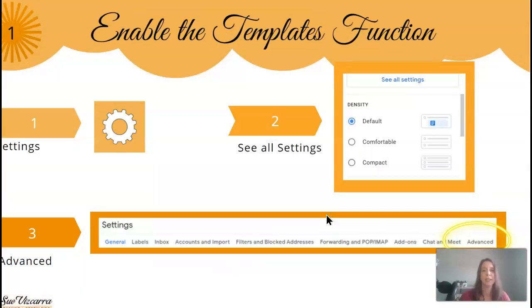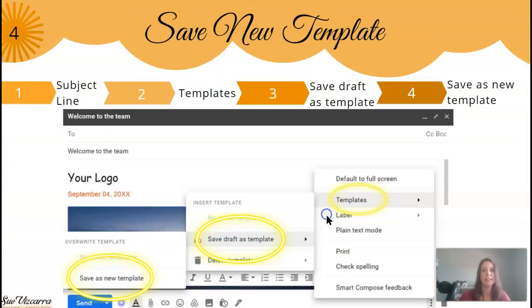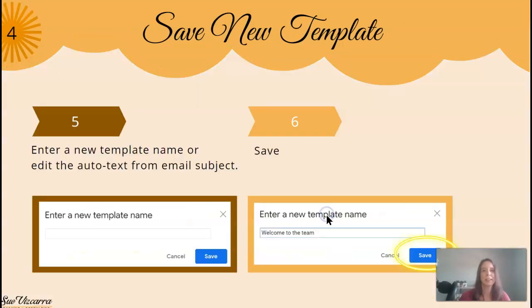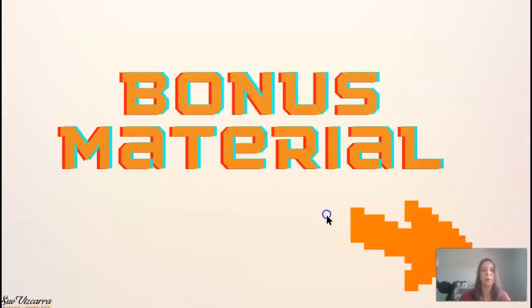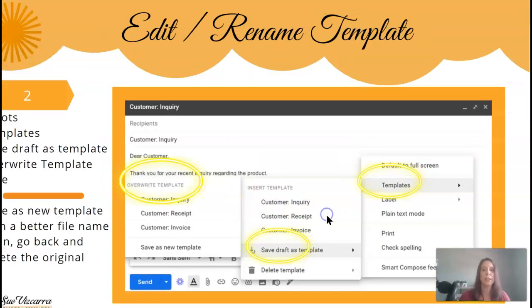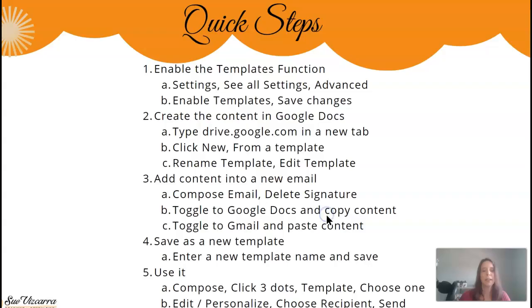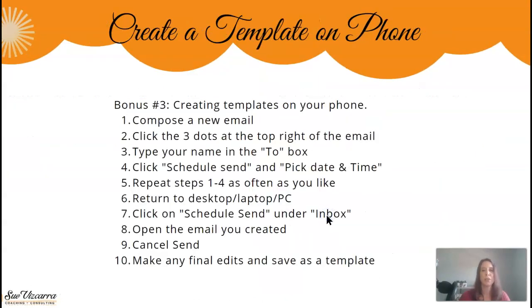Is the function enabled? Enable it. Create the content. Copy paste the content. Save the new template. Name the template. Use it again. Bonus materials, troubleshooting. What if there's no picture? How do I know? What if I want to edit or rename the template? We can do that. And then some quick guides, quick steps, 1 through 5, how to make it happen for those who don't want all the screenshots. Then we have the troubleshooting and some best practices. Again, a short version of it. And again, create a template on your phone.